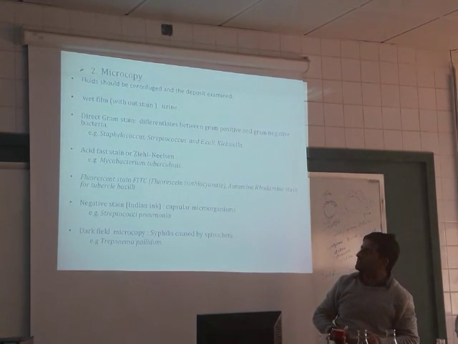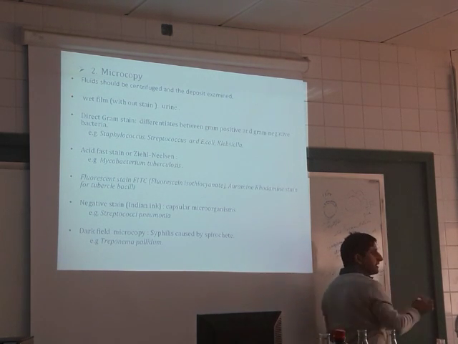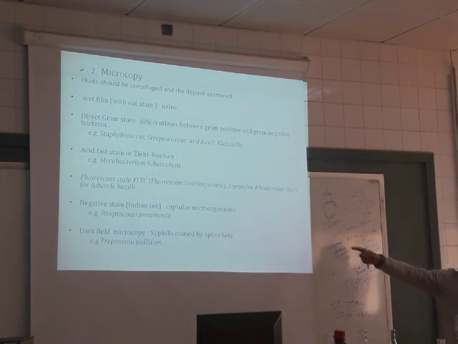One more is called fluorescent stain. If bacteria is present, you add the stain with fluorescein. Fluorescein is a dye, and when we see this under the microscope, it reflects the light. It's fluorescein isothiocyanate, or you can say rhodamine stain, for fluorescent stain. Why is it called fluorescent? When we use this dye and put the bacteria under the microscope, it reflects the light. It looks green.